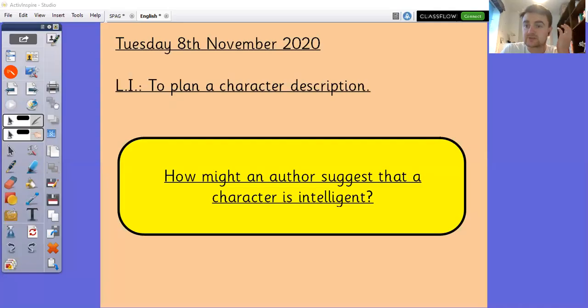But first of all, there is a little task for you to have a go at. I like putting in these cold tasks almost at the start of each lesson, just so that you can have a practice, get into the flow of it, and then compare how far you've come by the end. So, how might an author suggest that a character is intelligent without just saying, so and so was smart? Pause it for a second, see if you can come up with a couple of phrases or sentences. How might an author suggest that a character is intelligent?